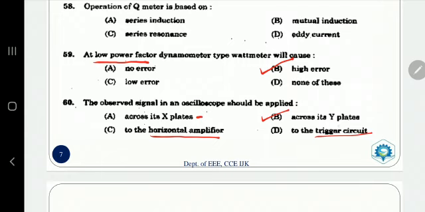When the signal is applied across the Y plate, the correct variations of the voltage are noted.